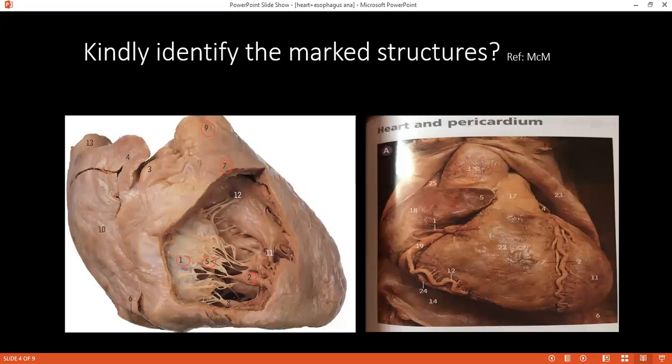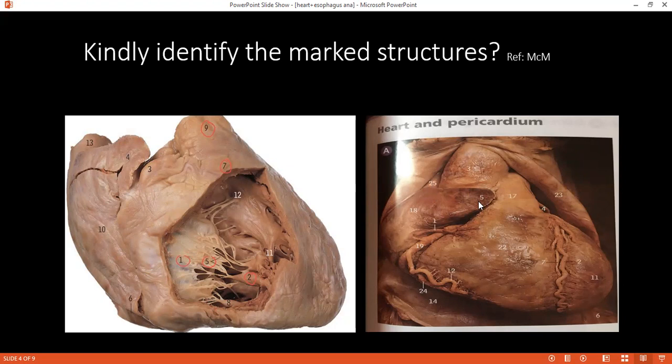If you can identify which vessel or which structure this is? We have the anterior interventricular artery with the great cardiac vein. There are other structures which can be asked to identify. If you can identify 18, please. 18 is the right atrium. Above here, 25: superior vena cava.